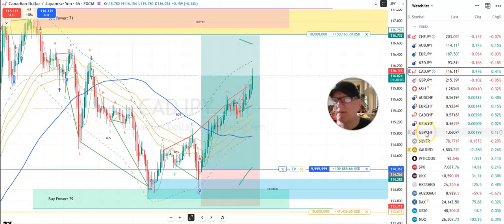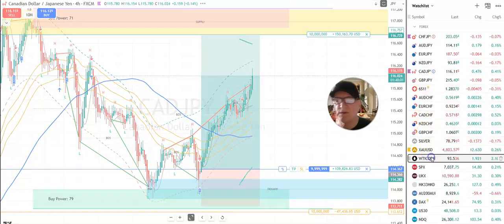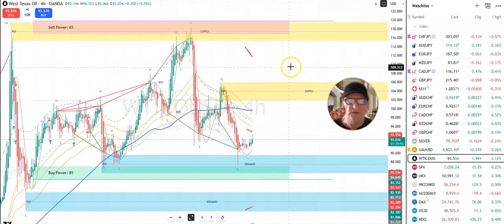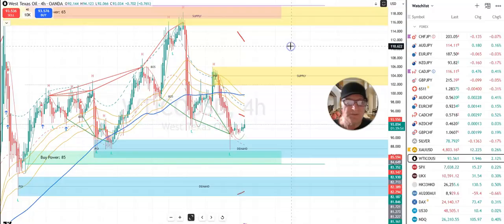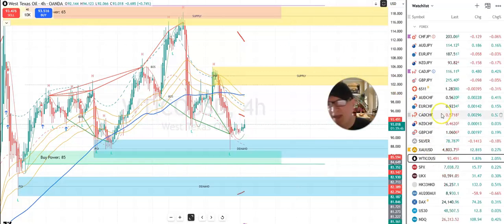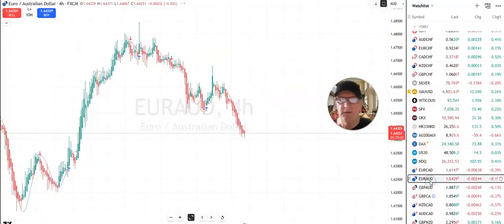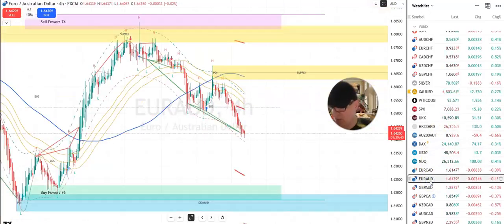The Swiss pairs are doing nothing. Let's have a look at oil actually. Oil is on the demand zone, power of 85, but as you can see, there's no clear definition of where it's going at the moment. Everyone is on tenterhooks waiting for the position to sort itself out in terms of Iran.